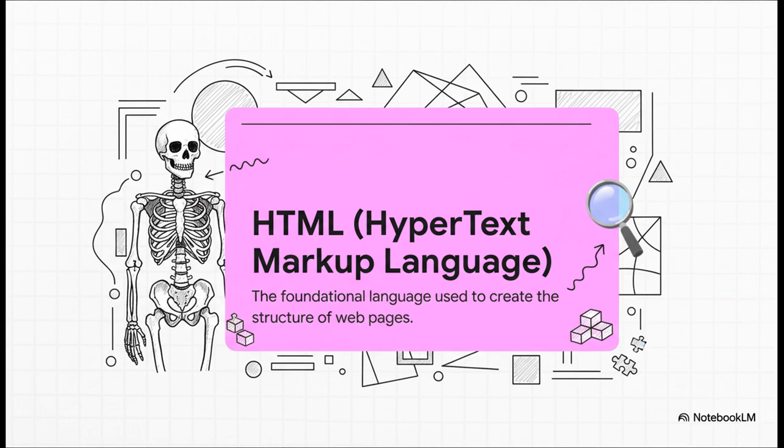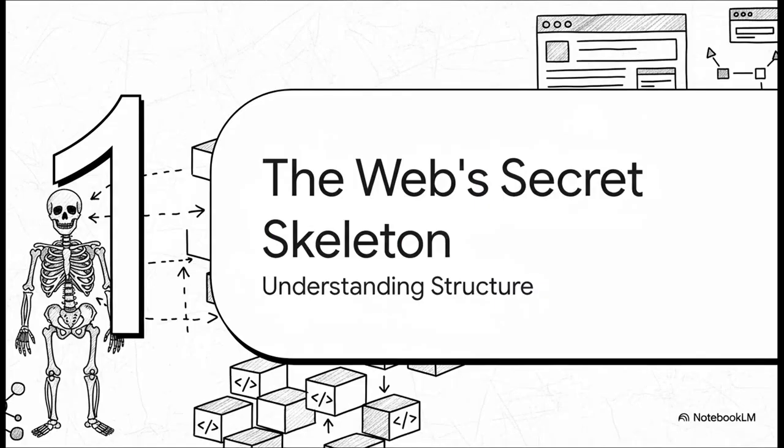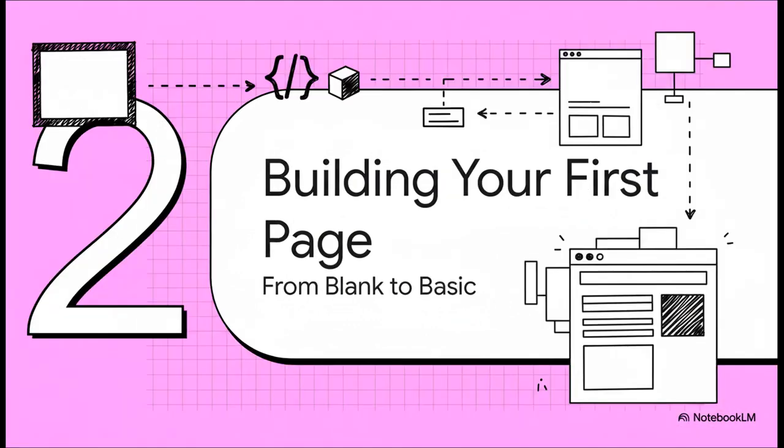The best way to picture it? Think of it as the skeleton. It's the bones, the core structure, that everything else, all the cool stuff, gets built upon. So first up, we're going to take a closer look at what this skeleton is actually made of. How do all the bones connect? And then we'll get our hands dirty. Because, let's be real, the best way to understand something is to actually do it. We're going to build our very first web page, starting with absolutely nothing and turning it into something real.